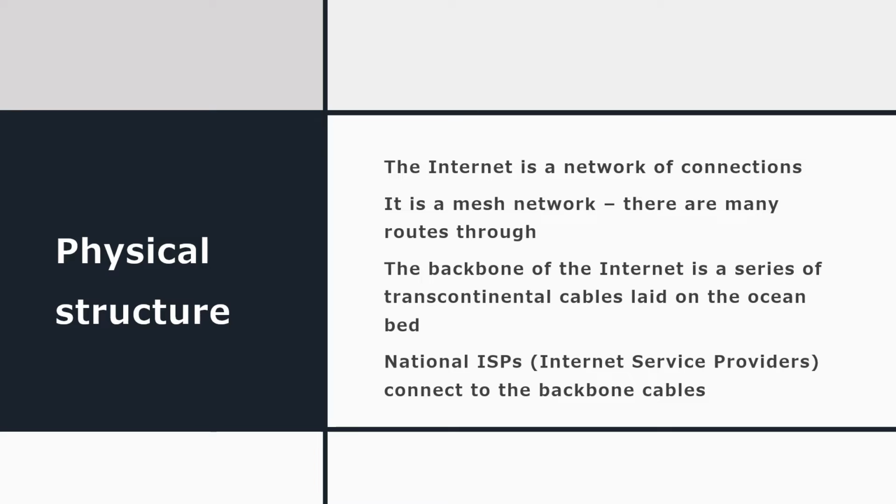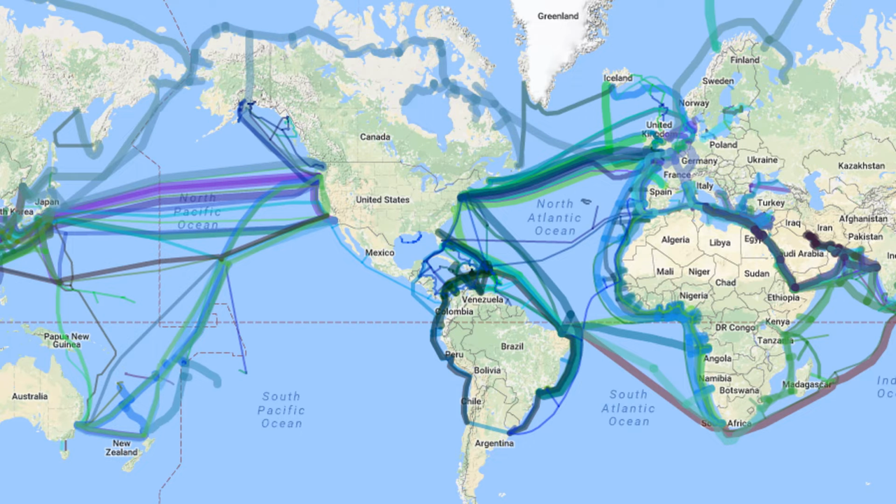Different countries have national internet service providers, and these connect the countries to these large international cables. So here's a quick photo of some of the main cables and where they go. The biggest go through the Atlantic and Pacific Ocean.